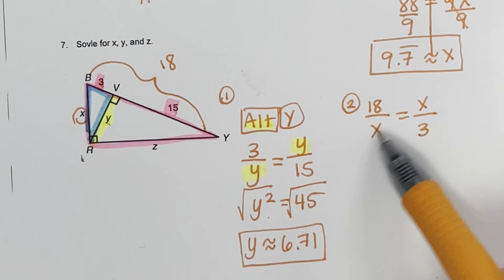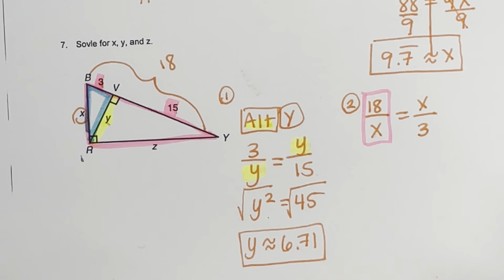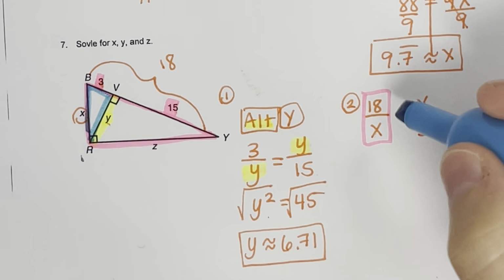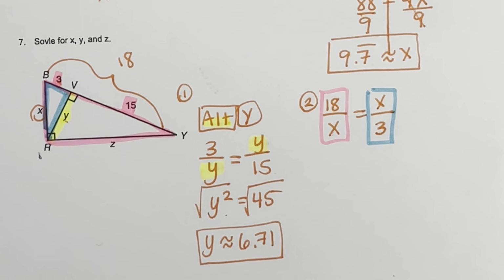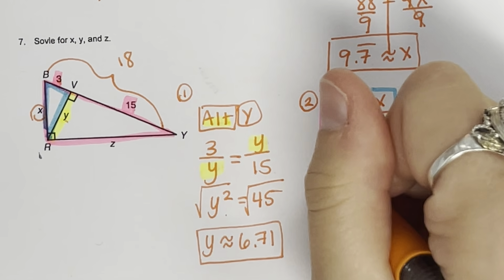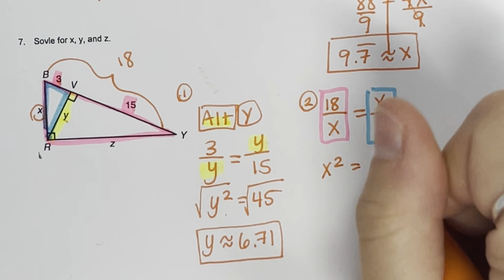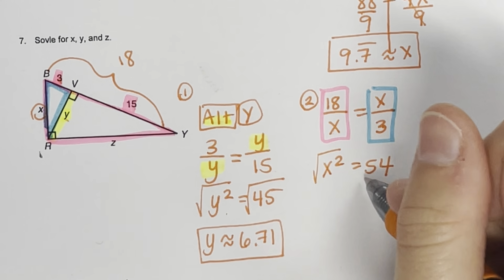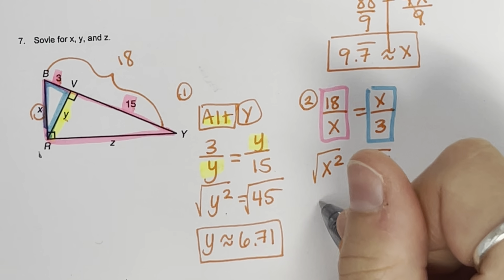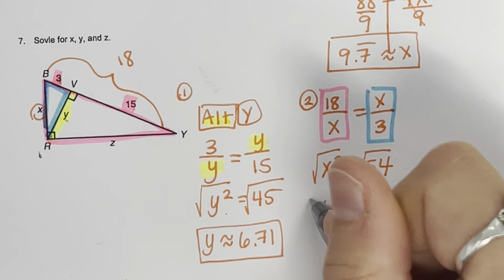So again, you always want these to be matching up. Here was my big triangle, here was my little triangle. And now I cross multiply. So x times x is x squared. 18 times 3 gives me 54. To get x by itself, I square root, and I get x is approximately 7.35.